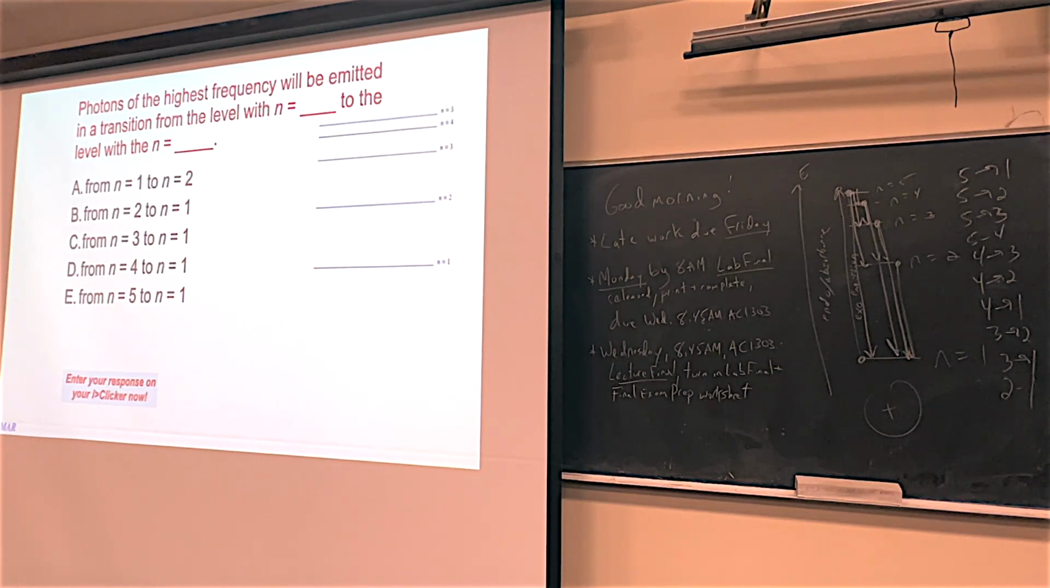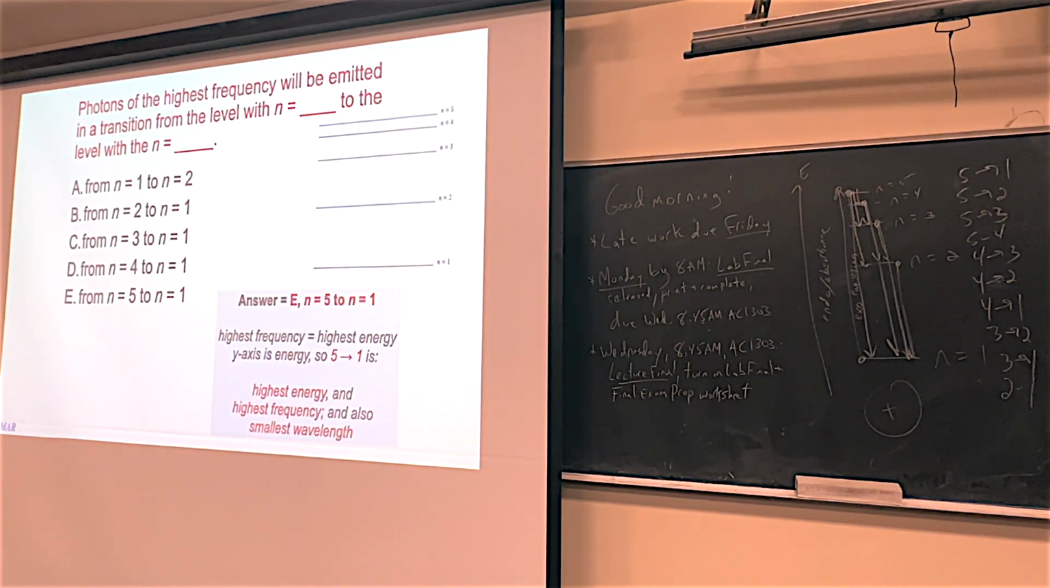You'll get the most energy off upon doing that. So we can all say that the highest energy is 5 to 1, but we're after frequency here. So as energy goes up, does frequency go up or does frequency go down? Up, that's right. So highest frequency will be highest energy. It's going to be the 5 to 1 transition, right? Energy and frequency are proportional.